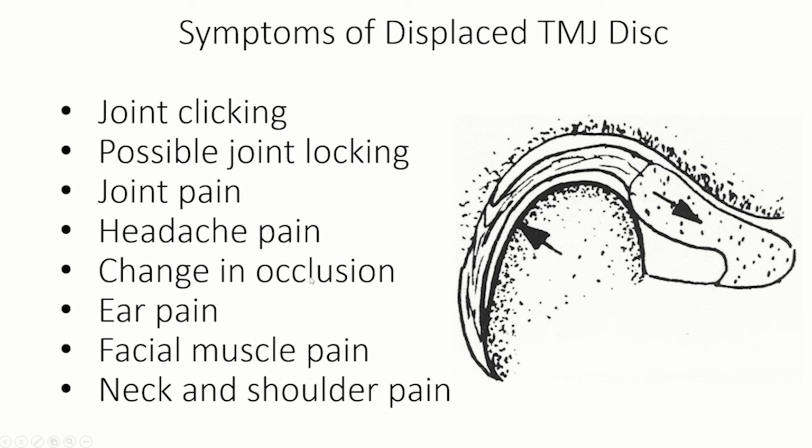So there's headache, change in the occlusion, ear pain on the same side, muscle pain, facial muscle pain, especially if one clenches and or grinds their teeth when they sleep, and also neck and shoulder pain.